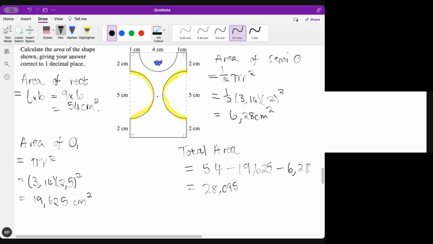28,095. But they did say correct to one decimal place. So I'm going to round it off to 28,1 centimeters squared. Alice, if you add the 0 in a test, they might take a mark because that's technically 2 decimal places. They're called significant values. You'll know about that in university. So that 0 would be a problem. You would just have to have 1. Okay, can we get a thumbs up, thumbs down on this one?